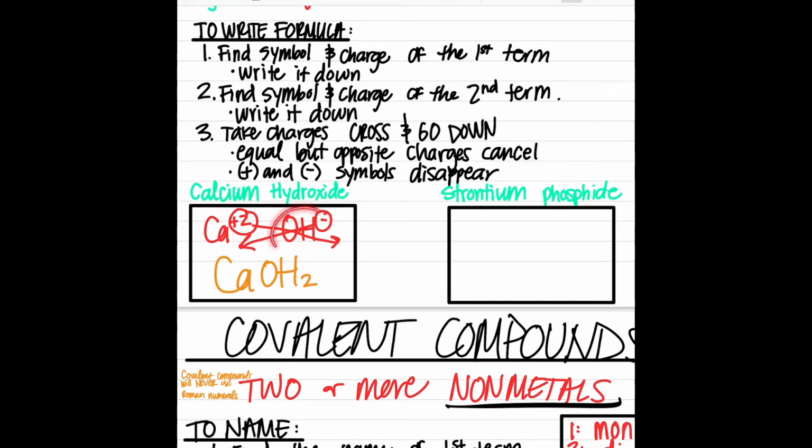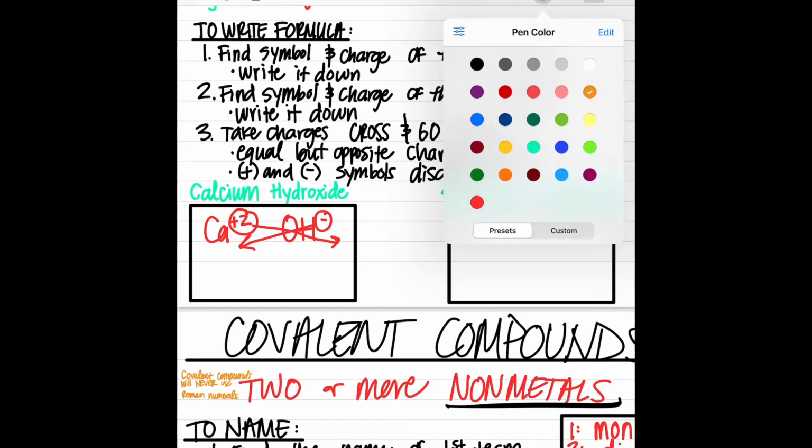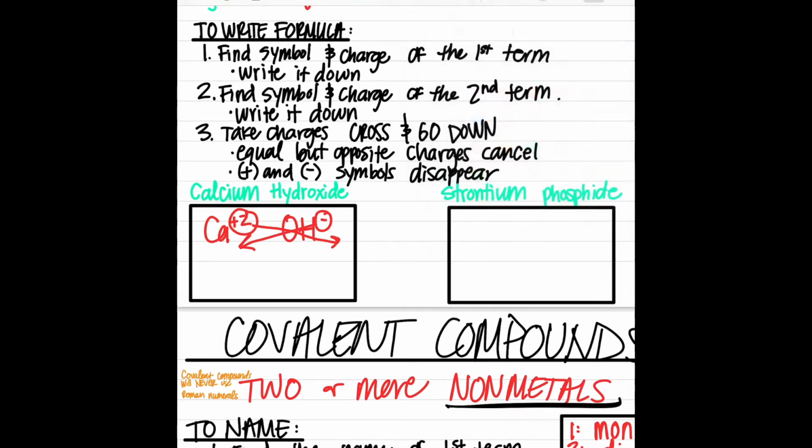Your rules are if you have polyatomic and you have a charge greater than 1 going on a polyatomic, you have to have parentheses, okay? So if you have polyatomic and the charge going on this polyatomic is greater than 1, you need parentheses. So the answer for this one is actually Ca(OH)2.